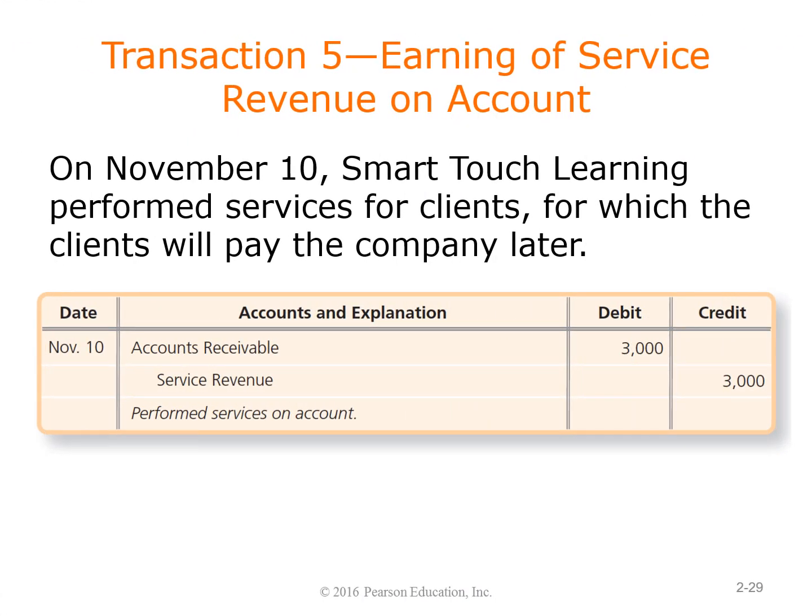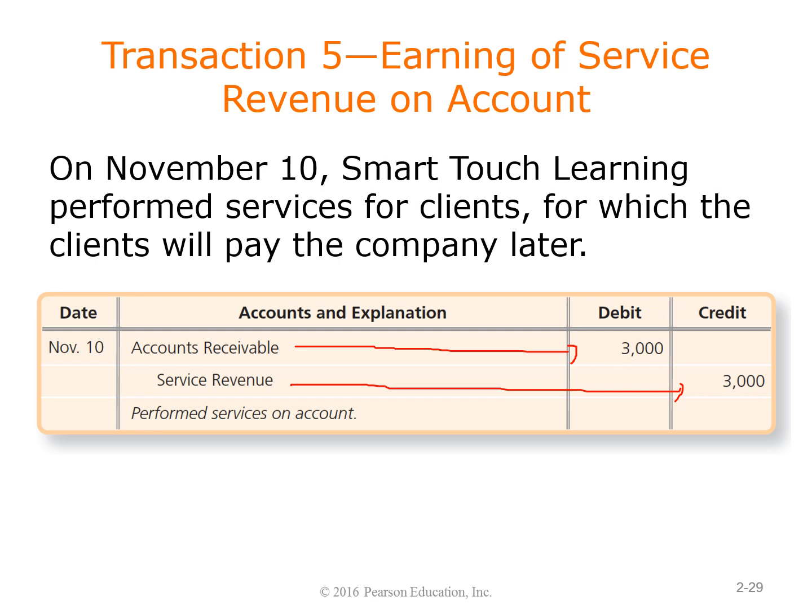Number 5. On November 10, Smart Touch Learning performed service for a client for which the client will pay the company later. As long as we did the service, revenue will increase in the credit, and it is supposed here to be cash, but we didn't receive cash. We have accounts receivable, and accounts receivable is the amount the company is entitled to receive or collect later.